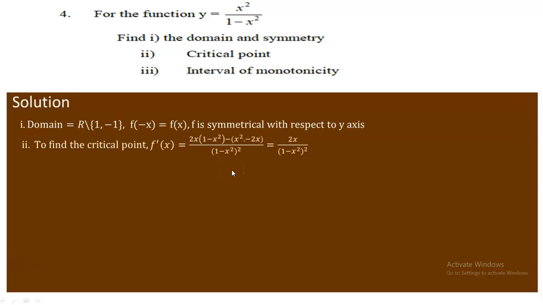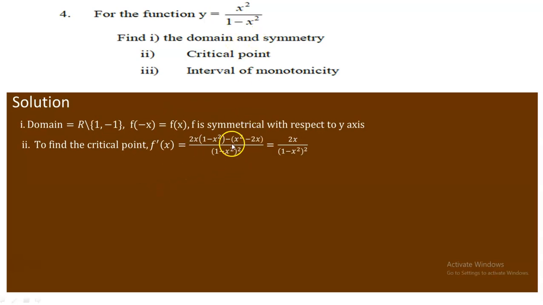And coming to the second one, you are asked to find the critical point. The critical point is nothing but a point where the first derivative is 0, or a place where the first derivative is not defined, provided that the number is within the domain. Okay, so let's find the derivative of this one.